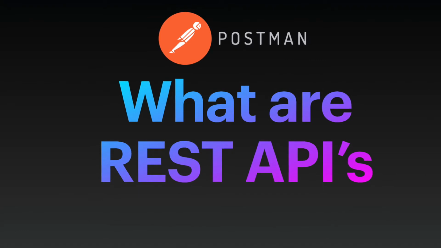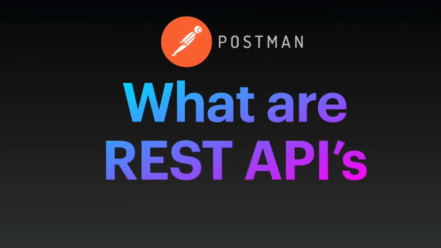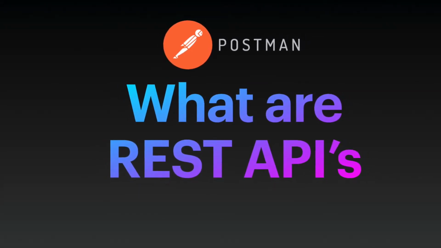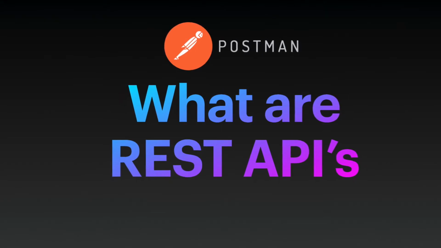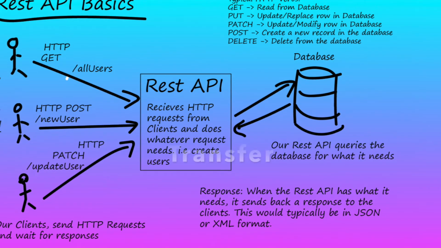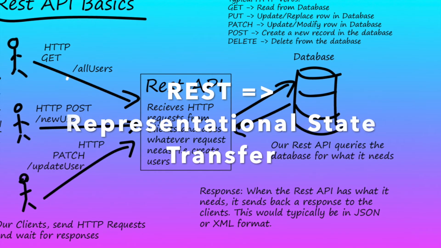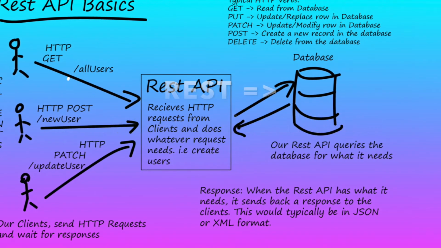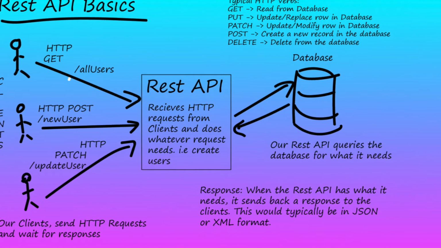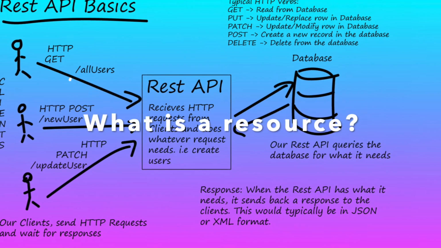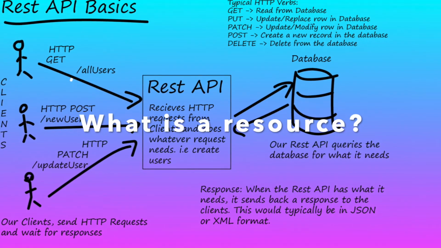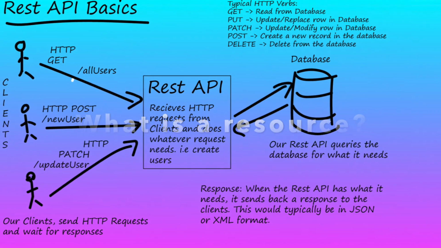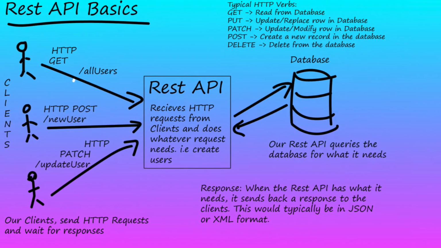In this session, I'm going to talk about what REST APIs are and how to test them using Postman. REST stands for Representational State Transfer. REST actually introduced a concept called a resource. A resource can be a customer or an order, and a resource is acted upon by various verbs.